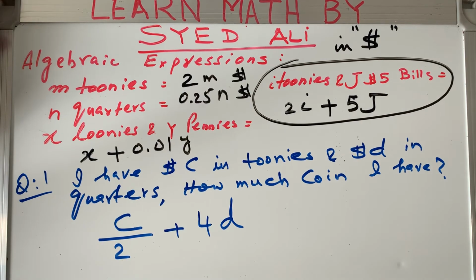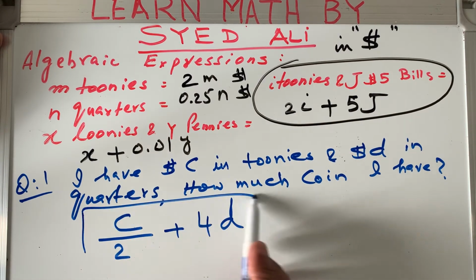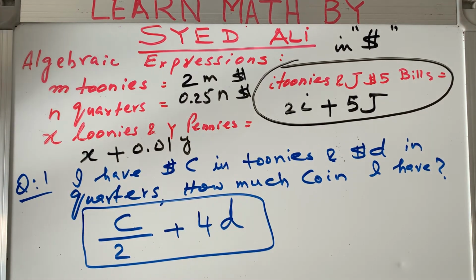So how many coins do I have? This is the statement that asks how many coins I have. I have C dollars in toonies and D dollars in quarters. How many coins do I have?